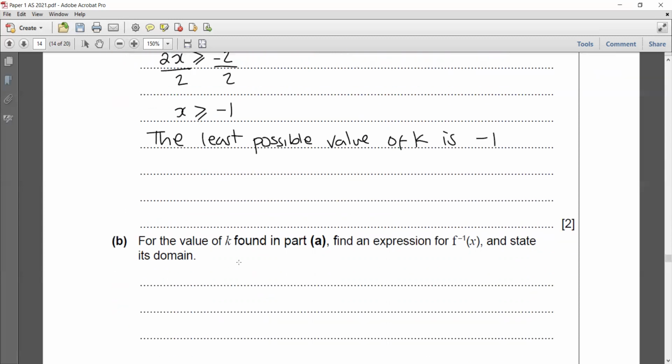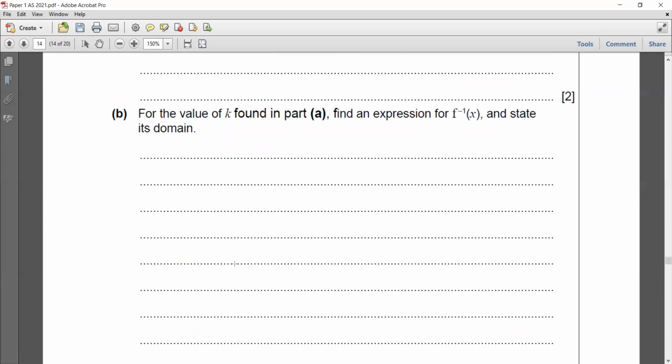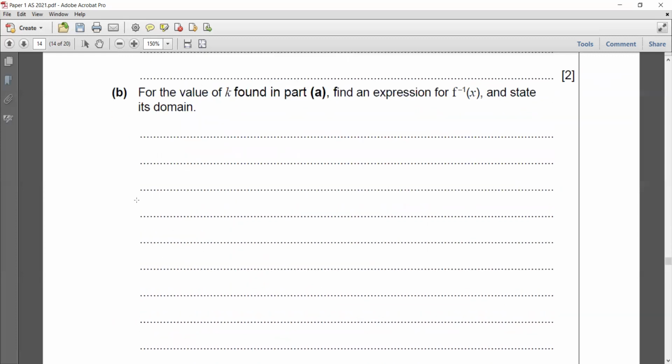Okay. Then B says for the value of k found in part A above, find the expression of f inverse of x and state its domain. So finding the inverse is pretty simple. You have y is equal to the square root of 2x plus 2. Then to find the inverse, you just switch x and y.